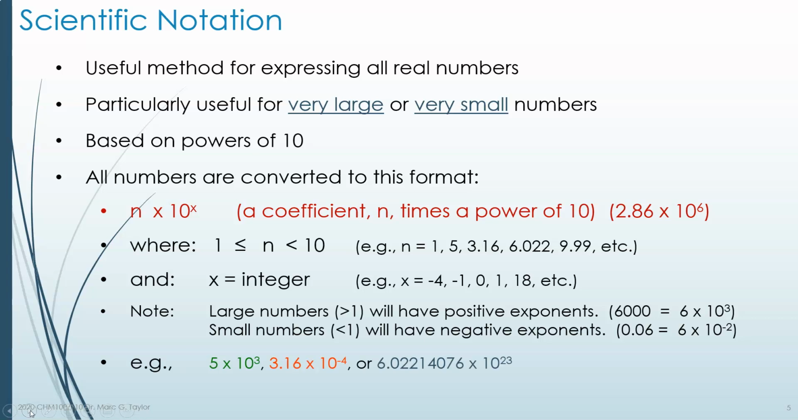Here are examples of scientific notation values: 5 times 10 to the 3, 3.16 times 10 to the minus 4, or 6.02214076 times 10 to the 23. And this last number is actually very important to chemists. This is known as Avogadro's constant, or Avogadro's number, or simply a mole, and we'll talk about that later.